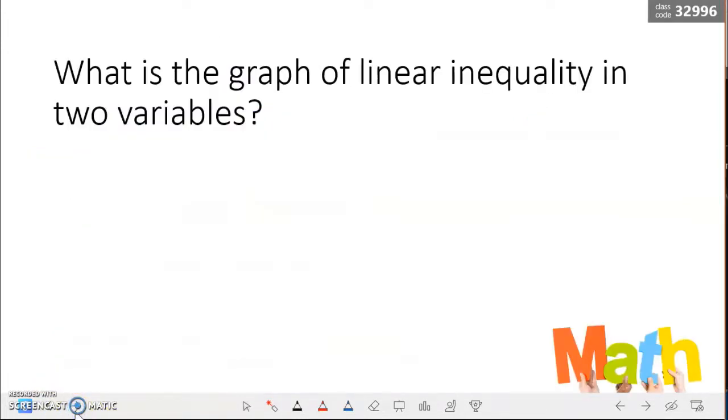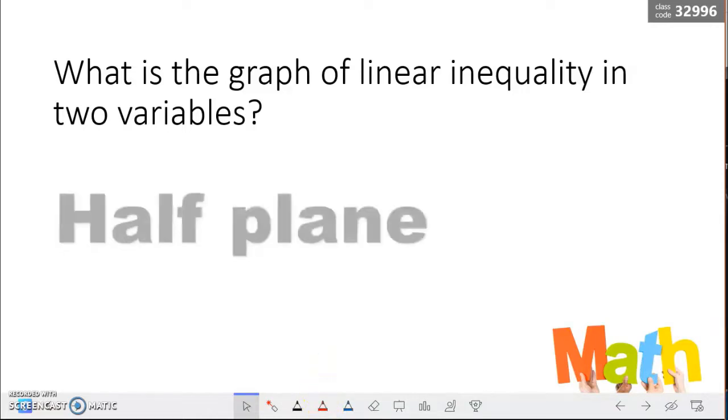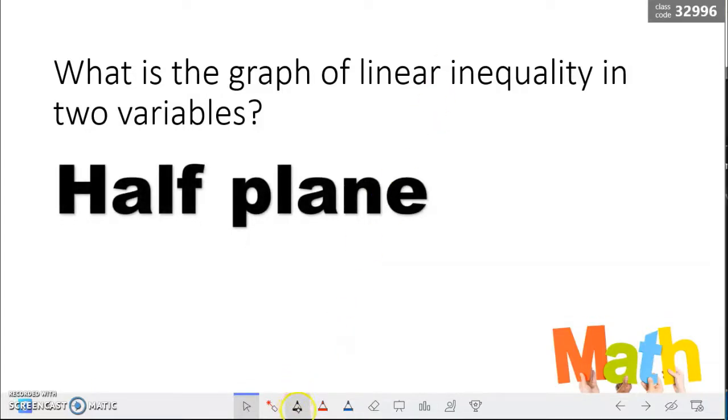And we have here the first question. What is the graph of a linear inequality in two variables? So, what is the name of the graph of a linear inequality in two variables? We call it a half plane. So, why is it called a half plane?